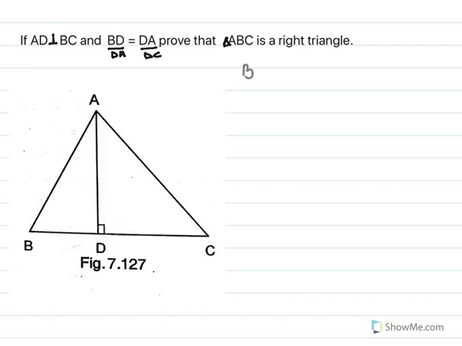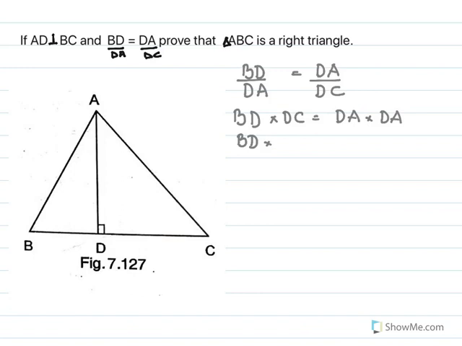So we'll start with what is given to us. BD over DA equal to DA over DC. When we cross multiply, we get BD into DC equal to DA into DA. So BD into DC equals DA square. This is equation 1, and we're going to use it later.